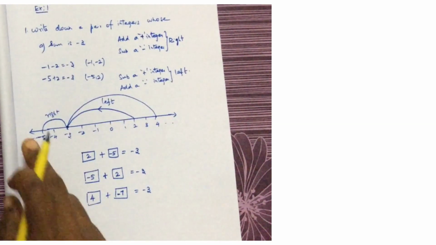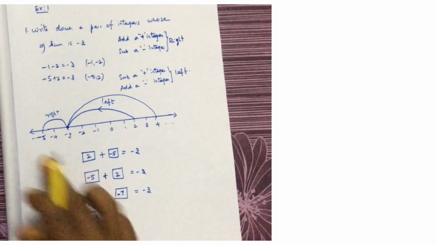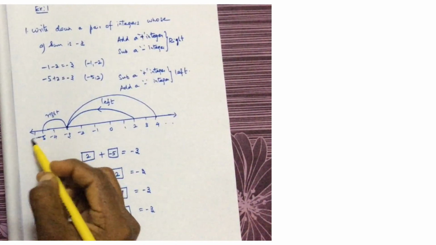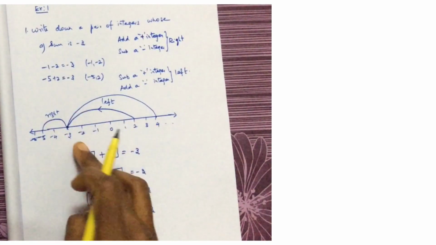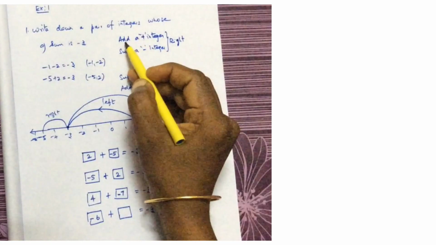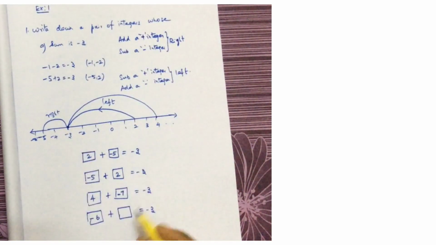Okay. Similarly, I am taking some minus 6 from this side. Minus 6 plus something gives minus 3. So from minus 6 I have to move right to reach minus 3. So right is here, I have to add. So I have to add a positive integer. How much? 1, 2, 3.